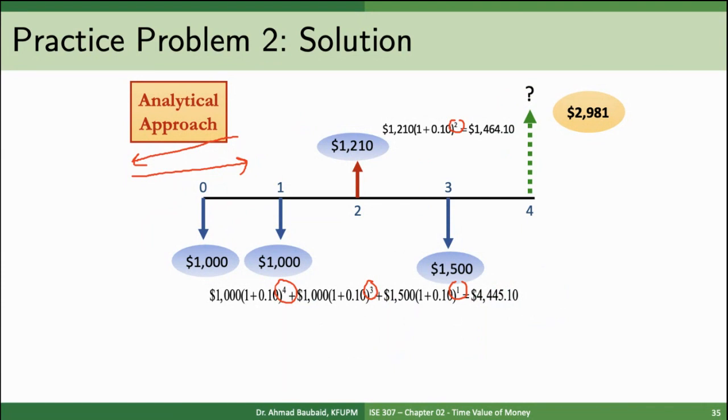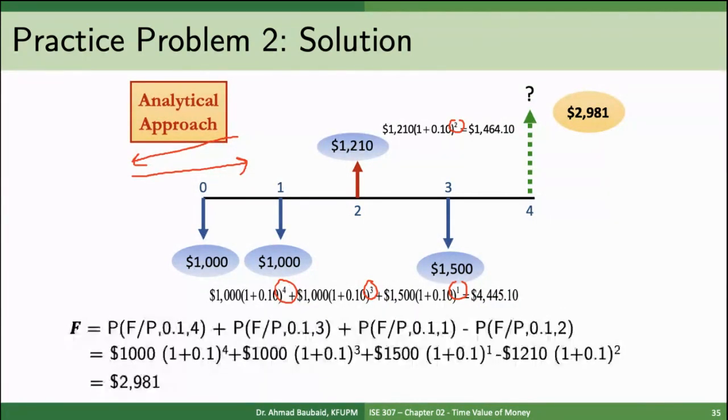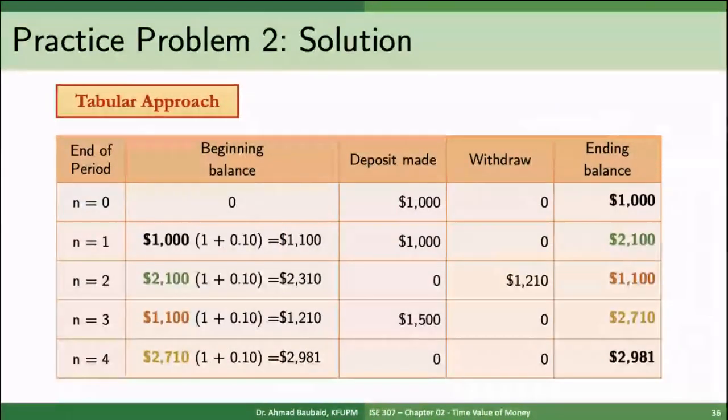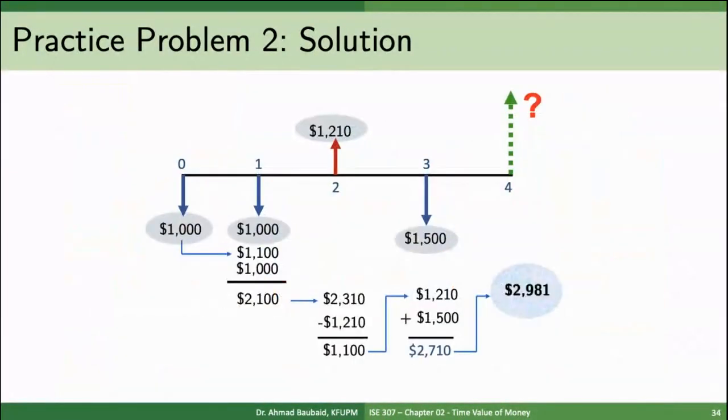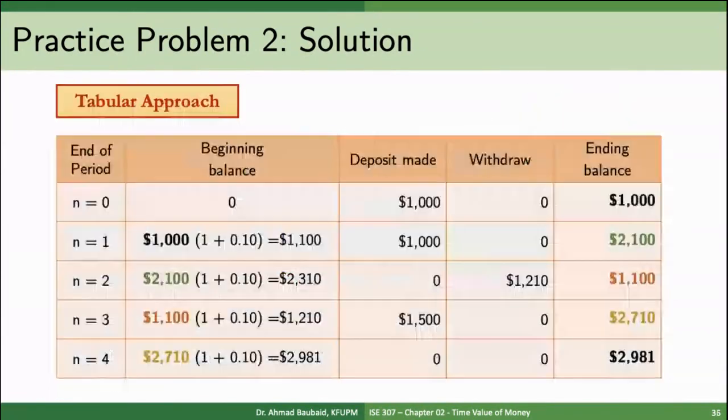Okay, so this is like a mathematical or analytical approach to solving this problem. A third approach that I can even follow is a tabular approach. Now this actually looks very similar to the first approach. It's kind of the same thing. You're doing it step by step, but it's similar to what we saw with the simple and compound interest calculations.